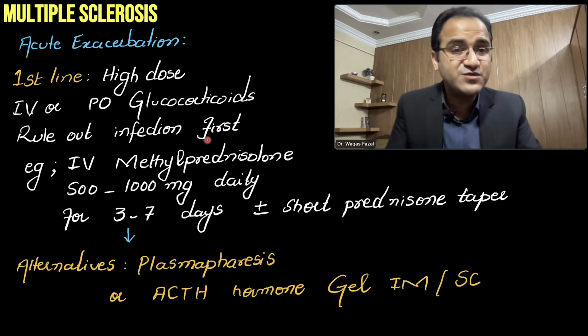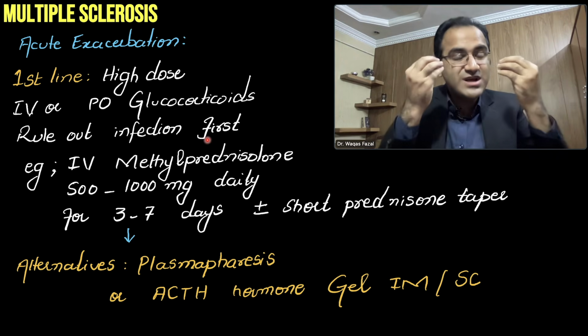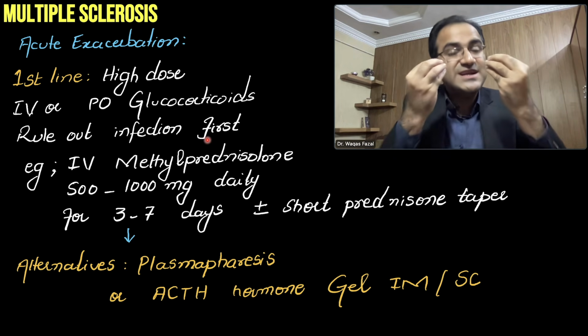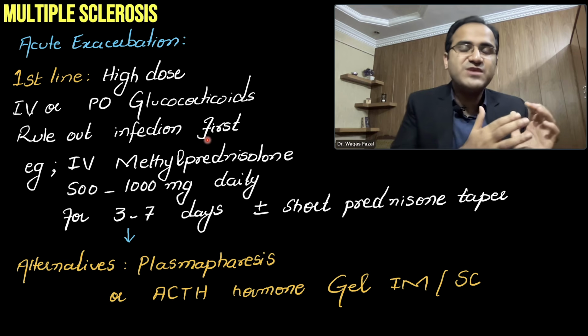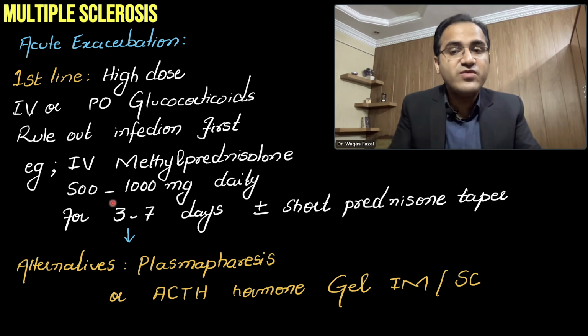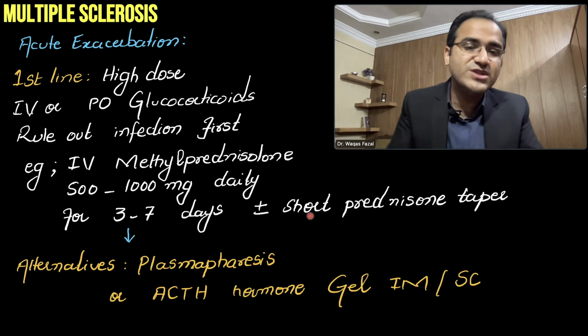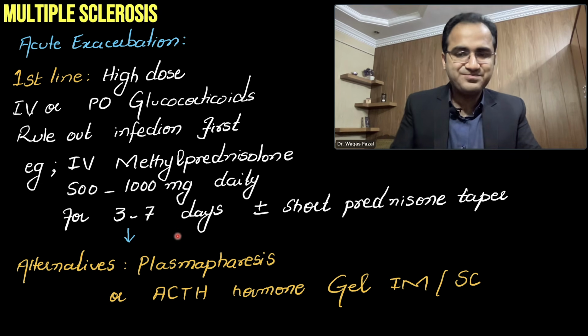You rule out infection first, because if the patient is having an infection in any part of the body, you cannot give steroids because steroids will further suppress the immune system and that infection can spread. So you rule out the infection first and then you give steroids. You give IV methylprednisolone 500 to 1000 mg daily for 3 to 7 days with or without short prednisone tapering.